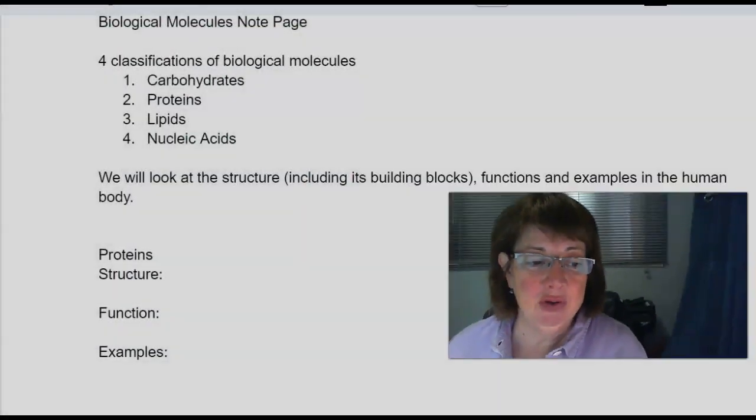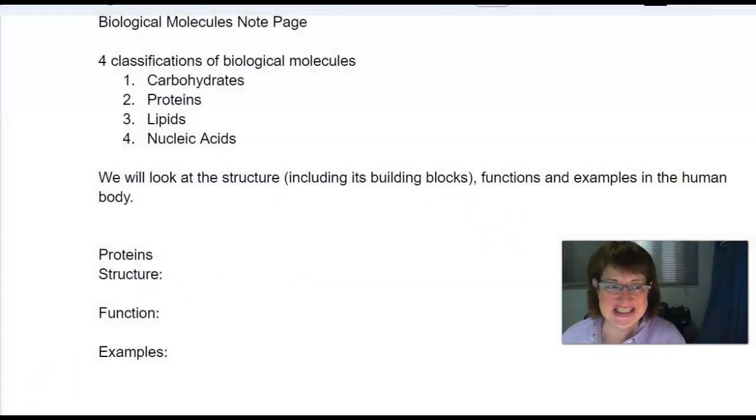Hello, my online learners. Today we are going to continue looking at biological molecules, and today we're going to focus on proteins. And what we're going to do with our proteins is again look at the structure, the function, and examples. Now, proteins are very important because this is a beautiful example of how shape is important. So we will look at shape.